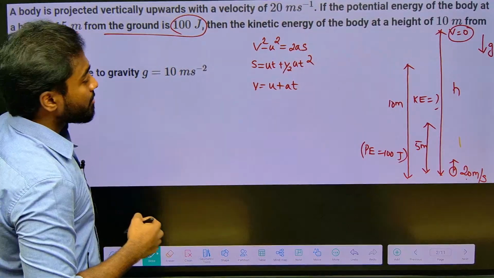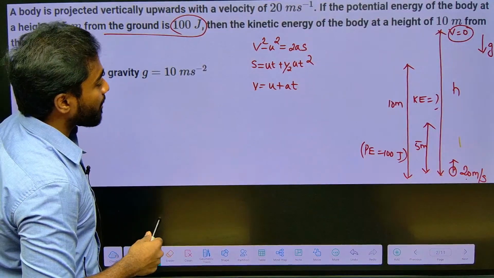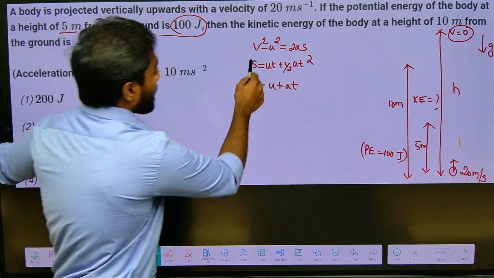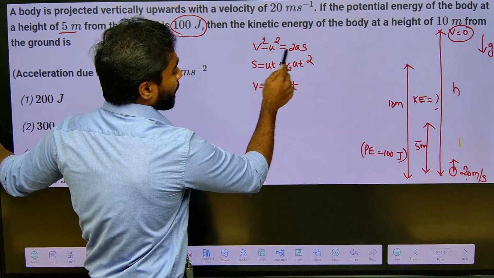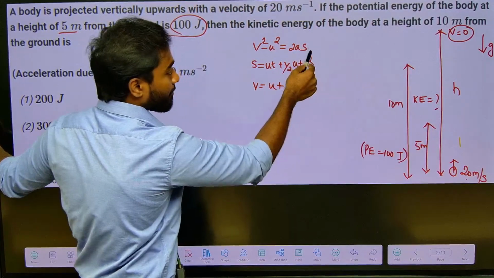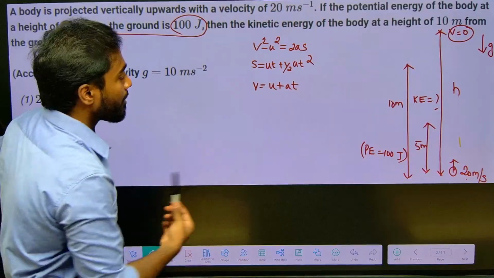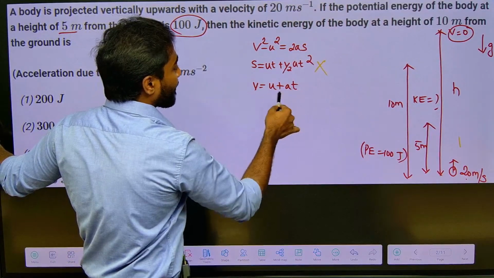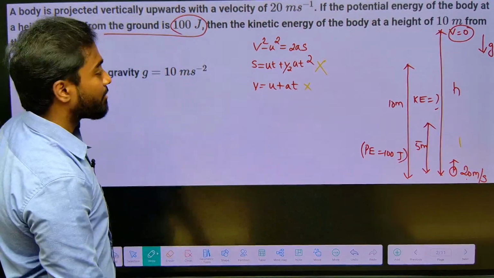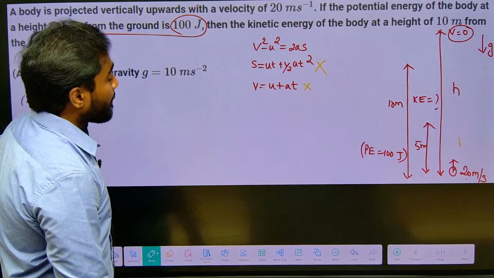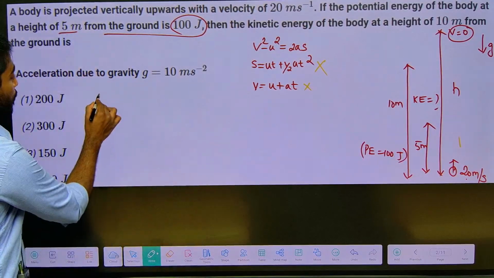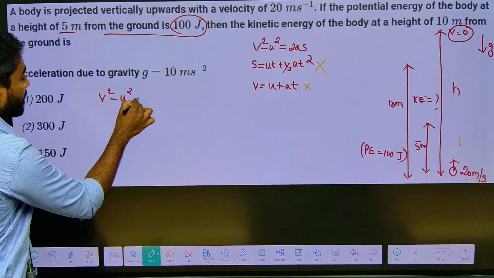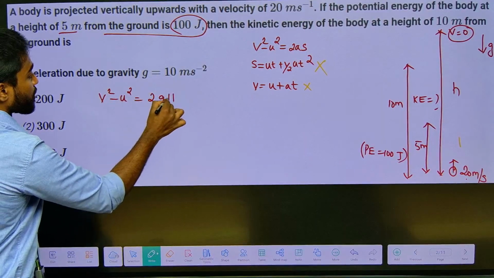So in this, if I take the first equation, I can get it, right. v I know 0, u I know 20, a that is gravity, s that is maximum height, I need to get it. I can't use the second equation, t is there. Third equation is also I can't use, t is there. Okay, I need the value of h. So v square minus u square is equal to 2gh.